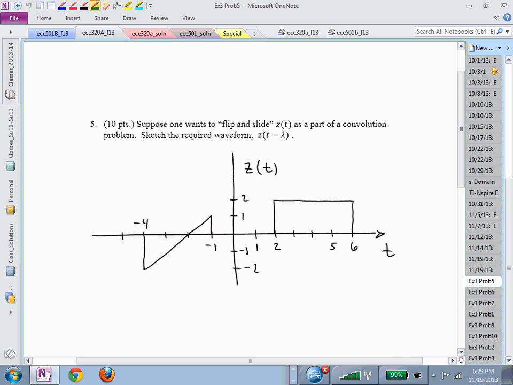Just flip and slide z of t. That's what I'm asking for here. But I need you to label it. Find the functional values that are associated with this particular flipped and slid waveform. So you probably want to find the functional values on z of t first, and then figure out what they need to be in the flipped and slid version. Is it clear what's being asked? I'm only asking for the flipped and slid version of z of t.